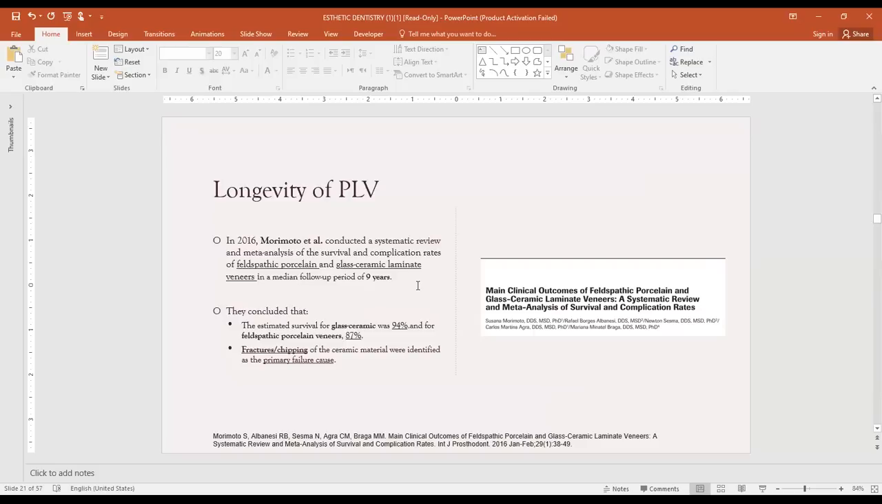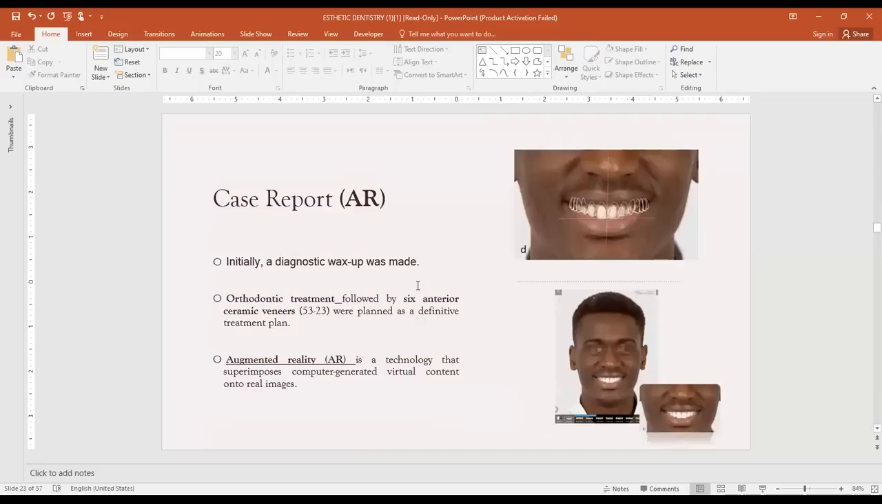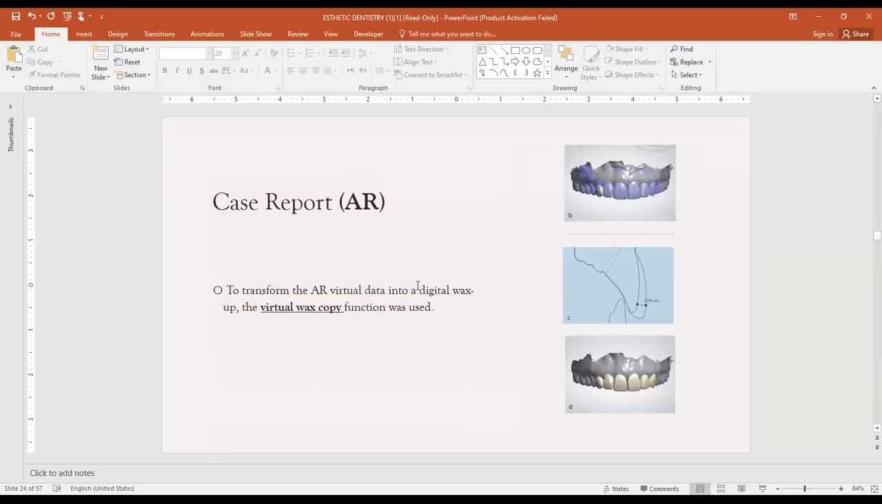Okay, so you talked about the longevity. Here about the augmented reality, I love the augmented reality issue. One comment here: does the augmented reality take occlusal and proximal views?